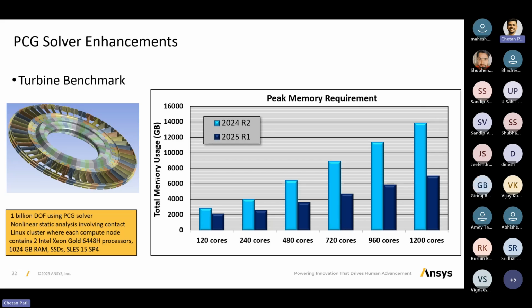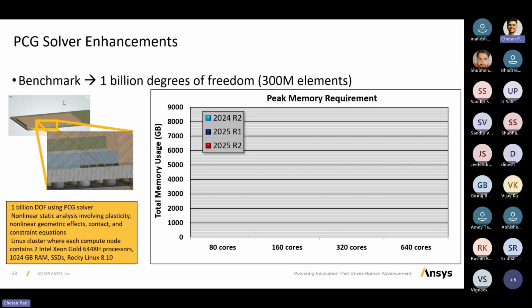So this particular plot was with respect to 1 billion degrees of freedom, which was used for these PCG solvers. Now if we compare the same 1 billion degrees of freedom, but for a different kind of problem, where nonlinear static analysis itself was being performed, but with inclusion of all three types of nonlinearity, that is plasticity, geometric nonlinearity, and the contact nonlinearity as well.